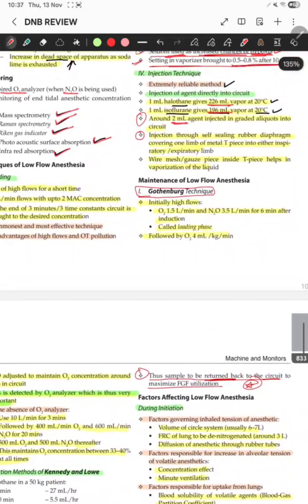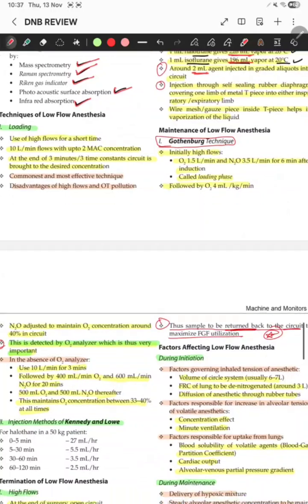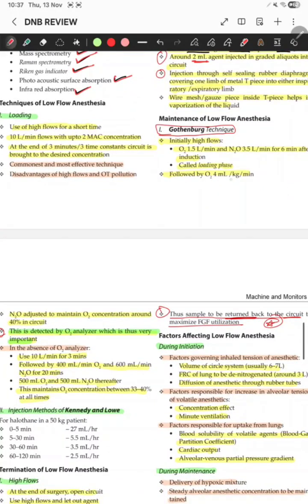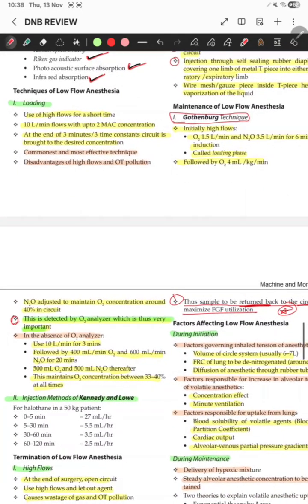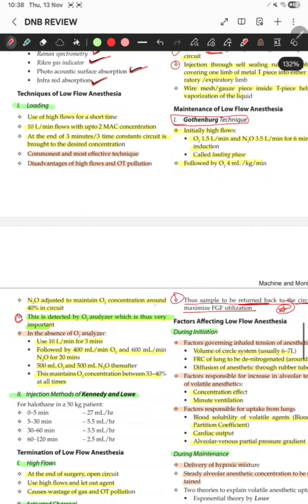Gothenburg technique is initially high flow, oxygen 1.5 liter per minute and nitrous oxide 3.5 liter per minute for 6 minutes after induction. It is called loading phase, followed by oxygen 4 liter per kg per minute, adjusted to maintain the oxygen concentration around 40% in the circuit. This is detected by oxygen analyzer, which is thus very important.